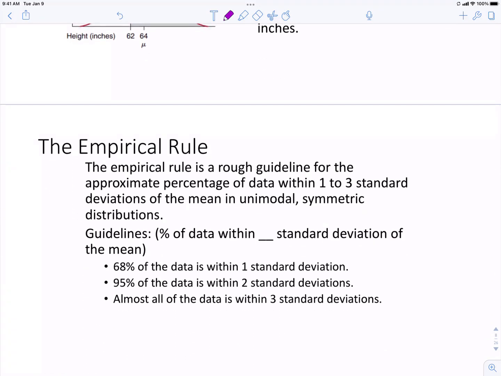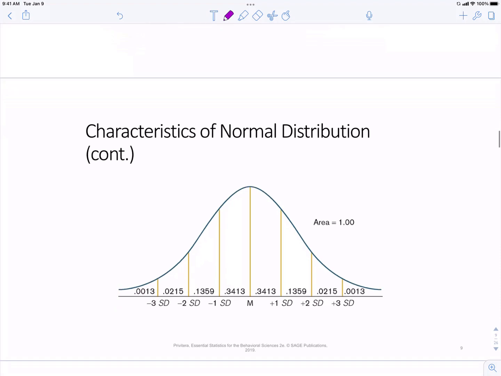Now, there's something called the empirical rule, which gives us a rough guideline on how to determine if a data value is unusual. According to the empirical rule, if we have a distribution which is normal, about 68% of the data will be within one standard deviation. About 95% of the data will be within two standard deviations, and almost all of the data is going to fall within three standard deviations. So let's take a look at that in a picture.